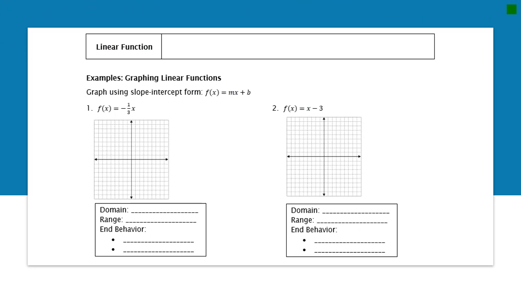A linear function graphs a straight line. The parent function, remember, is f of x equals x. In order to graph them, it's kind of a two-step process. The first step is to plot your y-intercept.